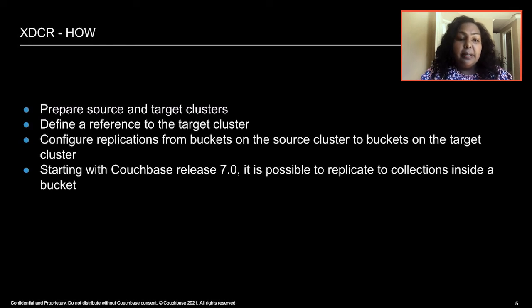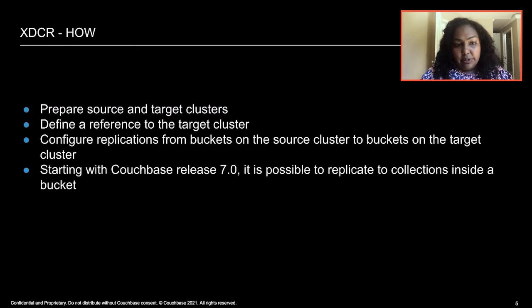And the rule of thumb is you need to have a route. You need to be able to access the target cluster via an IP address and a port number. And that's the only rule of thumb actually. And you configure replications from buckets on the source cluster to buckets on the target cluster.